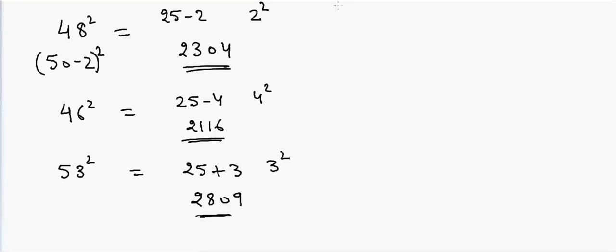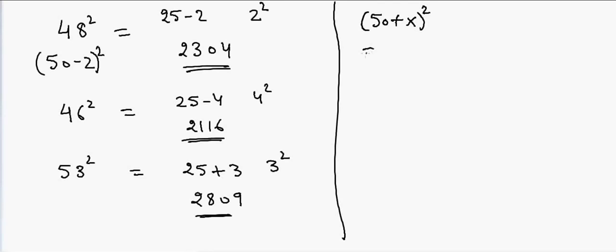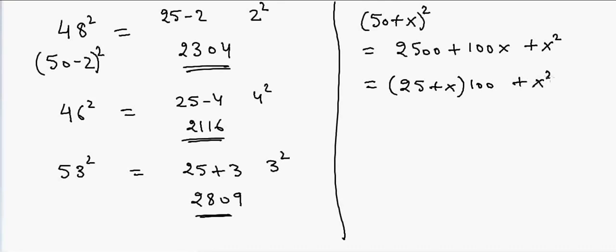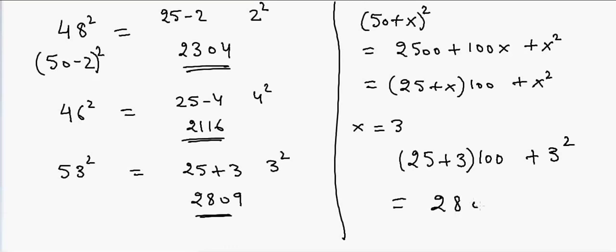How does this trick work? Let's look on the left side. If we have something close to 50, it can be written as 50 plus x whole square, and that can be written as 2500 plus 100x plus x square, which is equal to 25 plus x into 100 plus x square. So if x is equal to 3, then I'm adding 25 plus 3, and then I'm adding 3 square, so the answer is equal to 2809. So this is how this trick works. It's based on a plus b whole square.